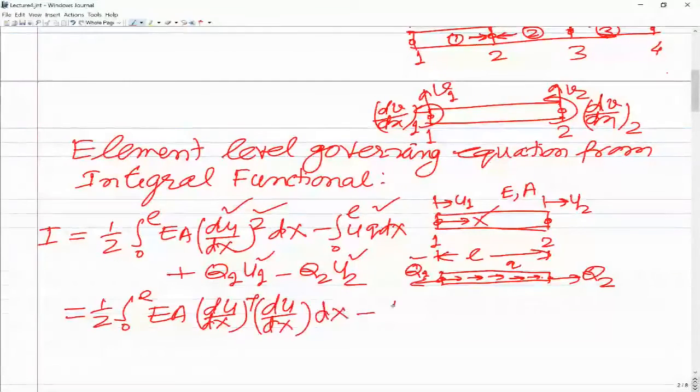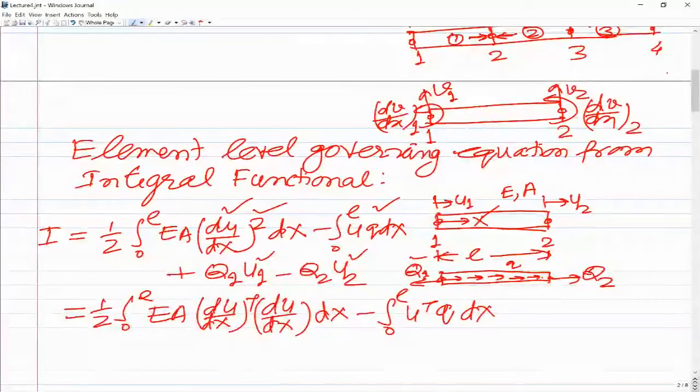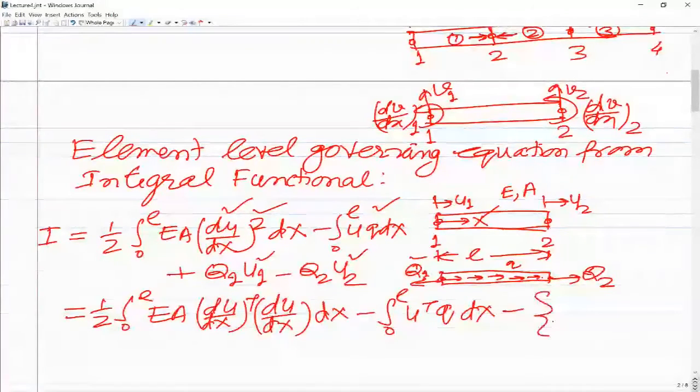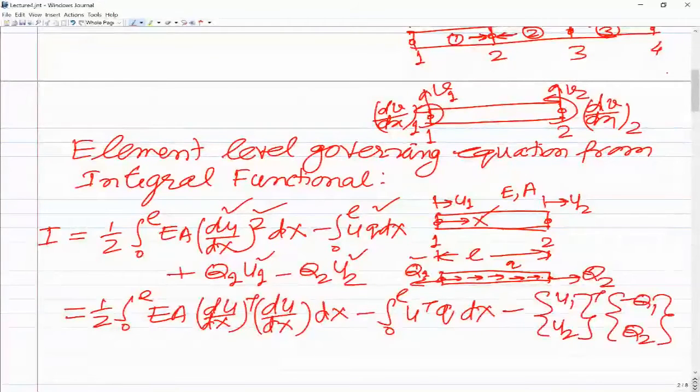Then minus integration 0 to L. Again, u is a scalar, so I can write u into q as u transpose into q dx. And the last term, let me write it as a product of two vectors. We will have u1 u2 transpose, and then minus q1 and plus q2. If you take u1 u2 transpose and multiply by minus q1 q2, and then take this minus, you will get the same term we got here.